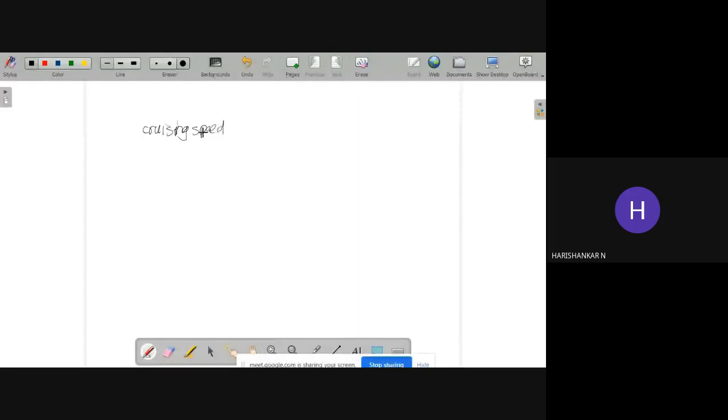Cruise means air navigation. You may have heard, while studying missiles, about two types of missiles, cruise missile and ballistic missile. In the same way for aircraft also, cruising is there, which means air navigation, that's all. Cruising speed and air speed are different.